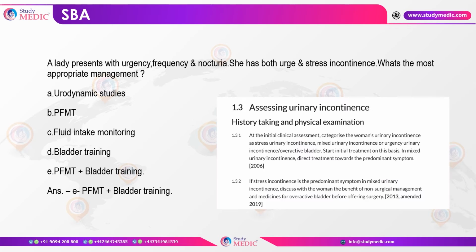The guideline says offer treatment for the symptoms that are most predominant, but here they have not given which is the predominant symptom, and you have a very good option in the form of treating both her symptoms of overactive bladder as well as stress urinary incontinence.